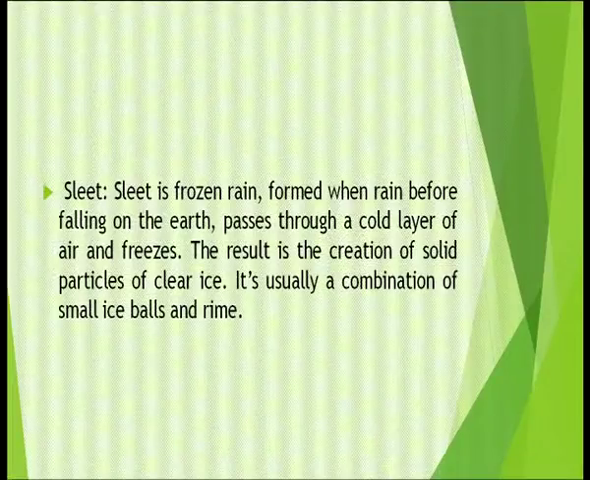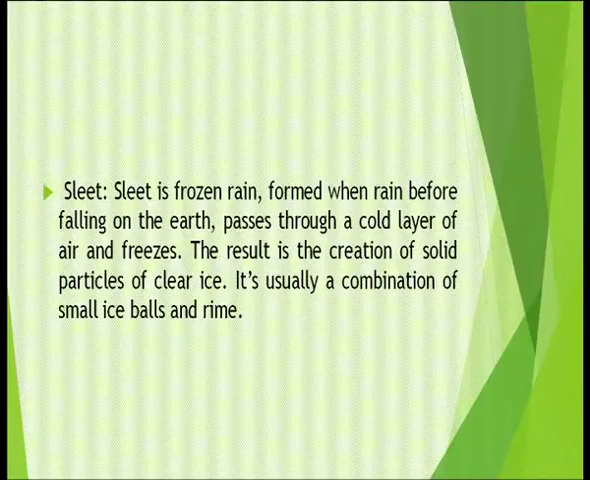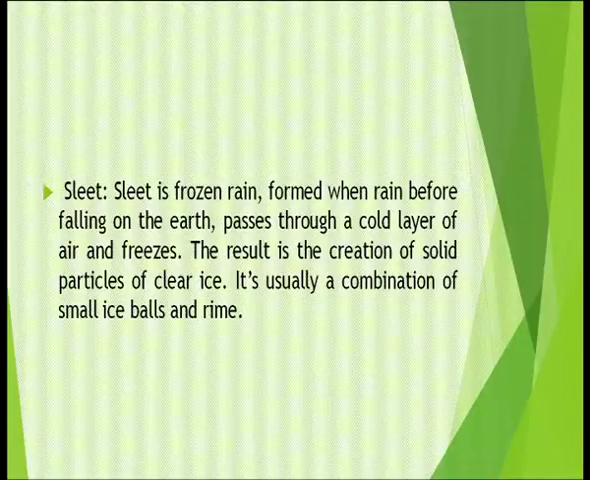Now, what is sleet? Sleet is frozen rain formed when rain, before falling on the earth, passes through a cold layer of air and freezes. The result is the creation of solid particles of clear ice. It is usually a combination of small ice balls and rime.